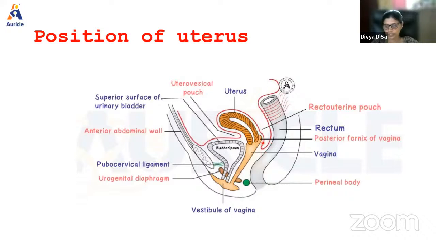Usually there is collection of pus or blood here. Whenever there is any infection, the pus or blood is mainly collected in this part because it is the most dependent part. We can make an incision through the posterior fornix of the vagina and reach there. That is known as posterior colpotomy. Without opening the anterior abdominal wall, we can reach there and remove the pus.